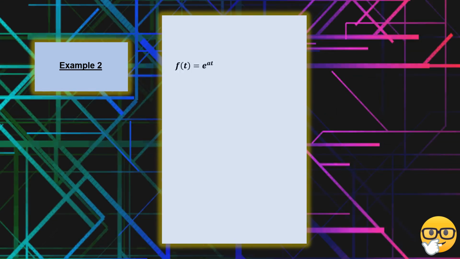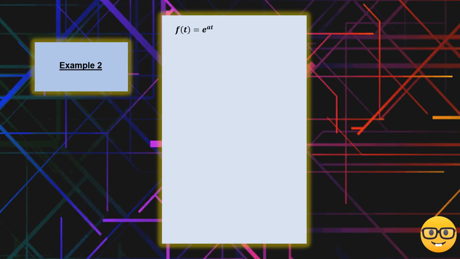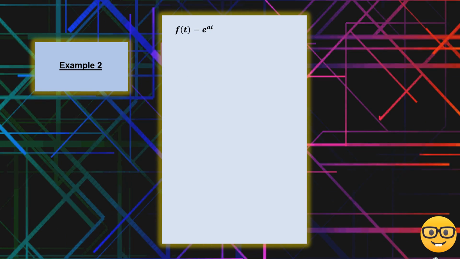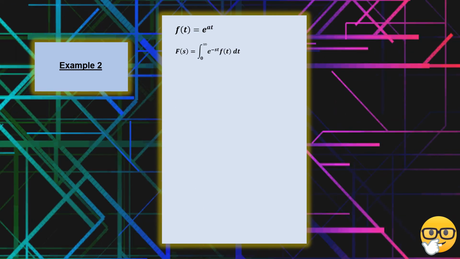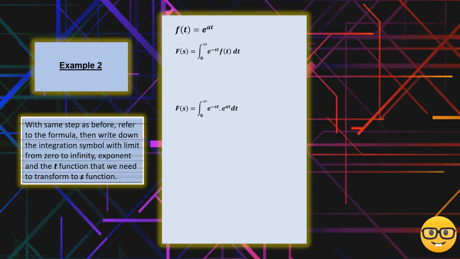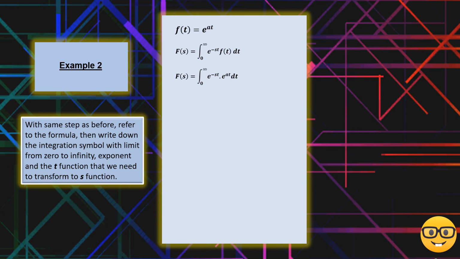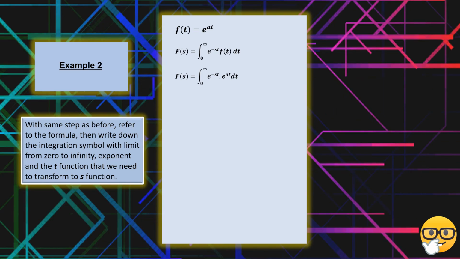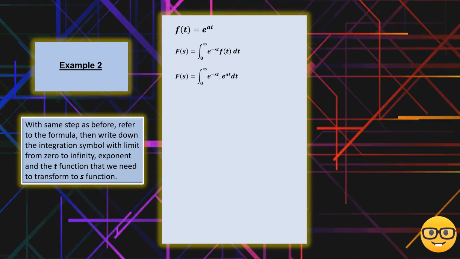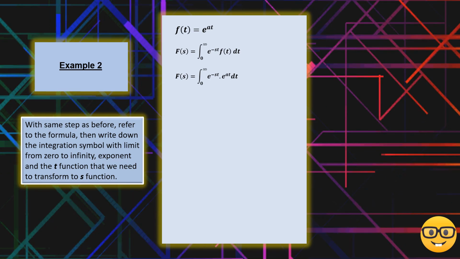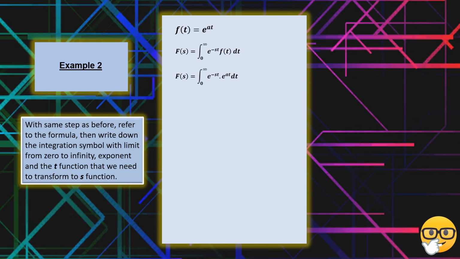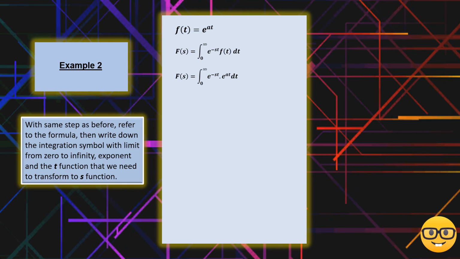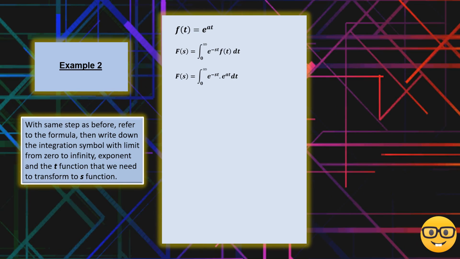Let's go to example number 2. Here our t function is equal to exponent of at. The formula, with the same steps as before: refer to the formula, then write down the integration symbol with limit from 0 to infinity, exponent, and the t function that we need to transform to s function.